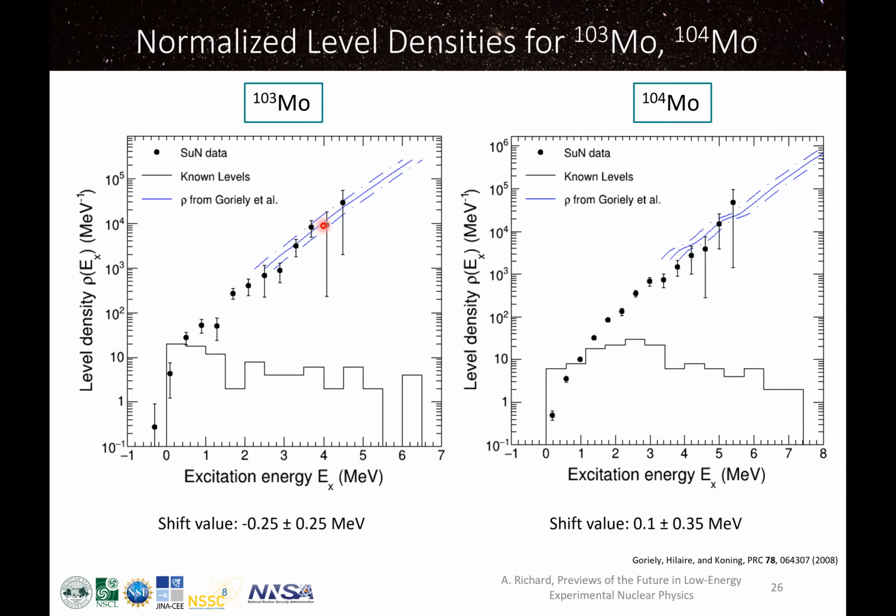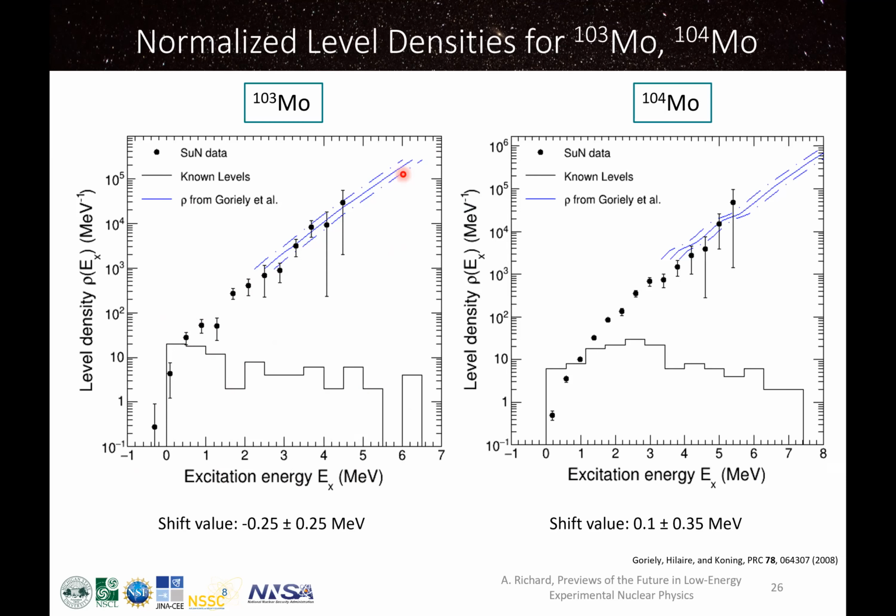But we do have to use 2 normalization points to actually adjust the slope of these points. At the lower energies, we utilize known levels taken directly from the NNDC, and that's what's shown by this histogrammed region here. So we match at the lower energies to our known levels, and then at the higher energies, we match at the separation energy.